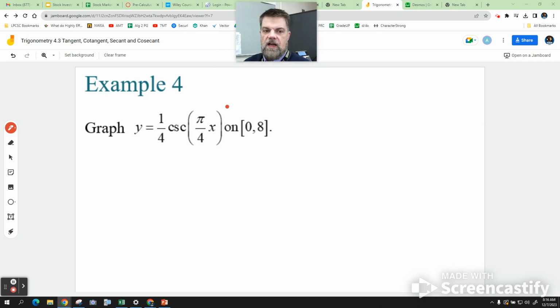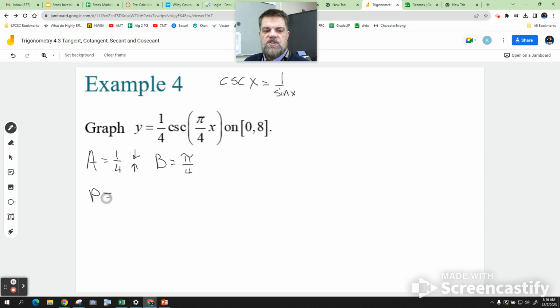Same thing for cosecant. Remember that cosecant of x is the reciprocal of sine. And so I'm going to sketch this one by hand. Again, we have a equals 1/4. Because it's a fraction and it's positive, that's going to compress it vertically. We see that b is equal to pi over 4.